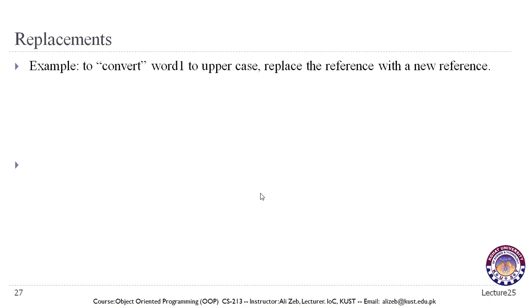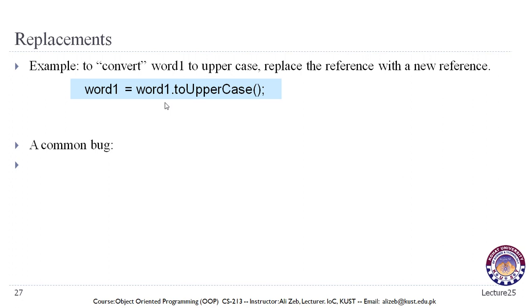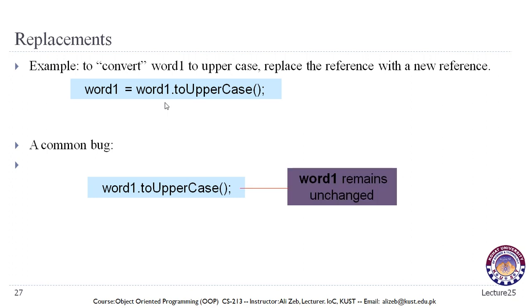For example, to convert word1 to uppercase, replace the reference with a new reference, and this is something that we will need to do. If you want to change the word1 string, you will need to reassign word1, otherwise it will not change. Maybe you can call it a common bug. word1.toUpperCase() alone will not change word1, since we understand that strings are immutable. So if you want to change word1, you would reassign word1 with the new state, or any object again.